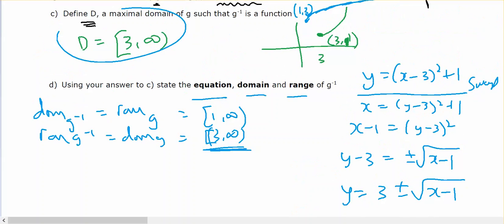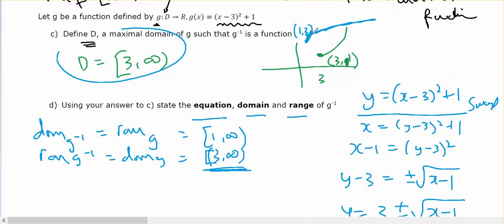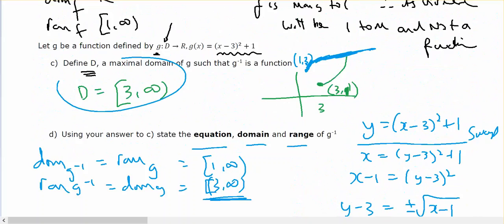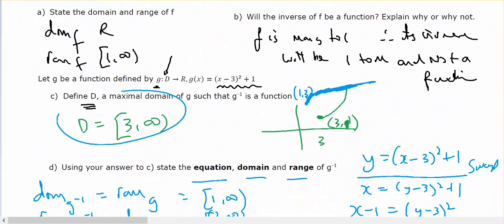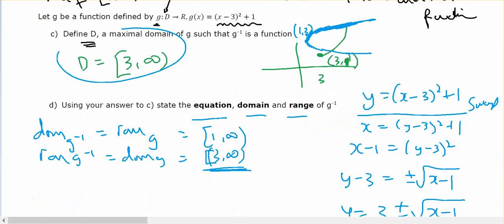And my inverse, as you can see here, is the positive square root. Had I chosen this one here, then I would have had the negative square root as part of the rule.